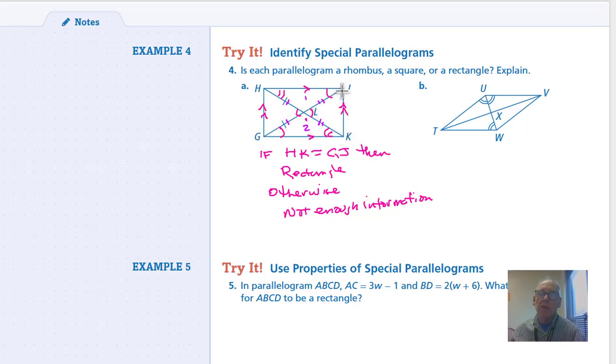And also, it makes the diagonals equal in length because this is made up of two sections that are the same length, and this is made up of two sections that are the same length. So it is a rectangle. Through this argument with these congruent triangles, we've gotten that HK is equal to GJ because of the two congruent parts. So yes, there is enough to say that it's a rectangle.